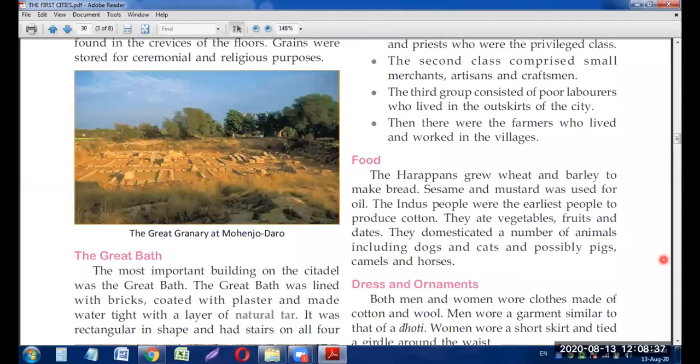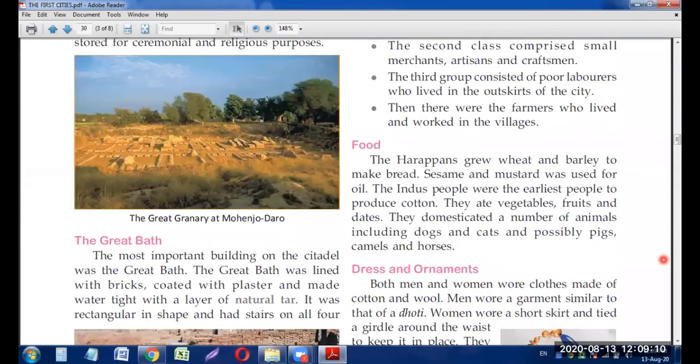What were they eating? They were eating vegetables. They used to eat fruits and dates. Dates, you know, khajoor. They used to domesticate a large number of animals, including dogs and cats, and possibly pigs, camels, and horses also. They domesticated these animals so that they could make use of them. They could use the milk and the meat of these animals. So these were about the food, my dear students, the type of food they were using.